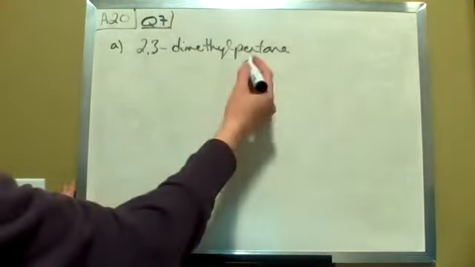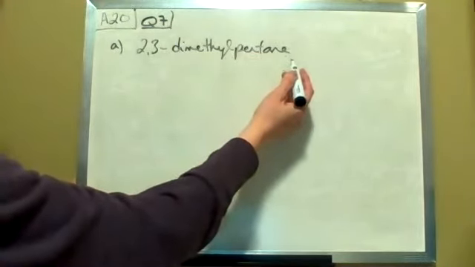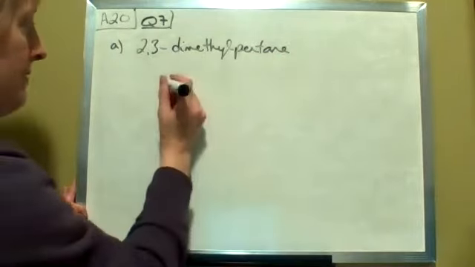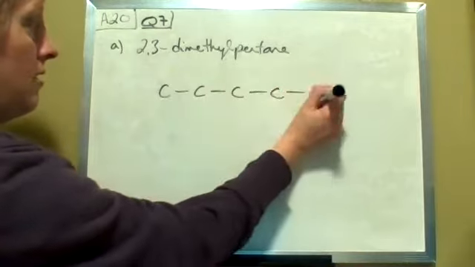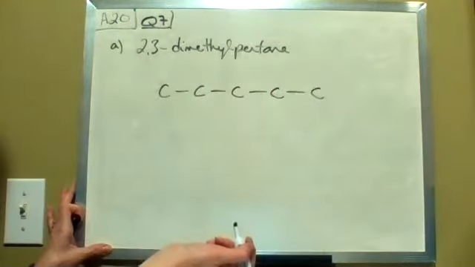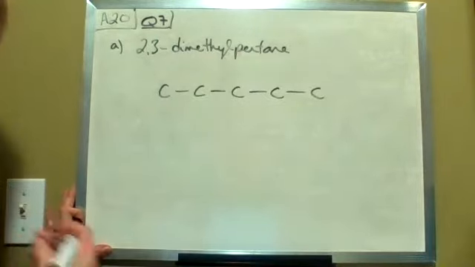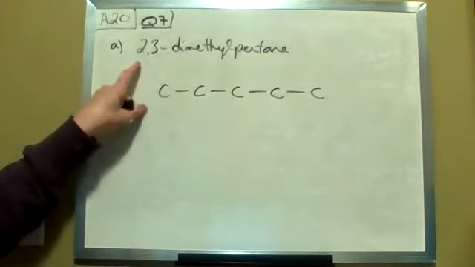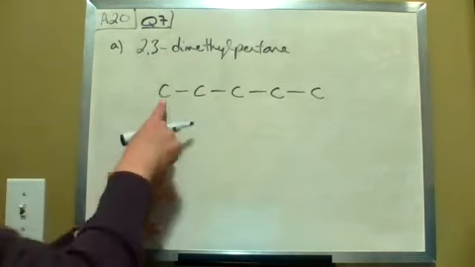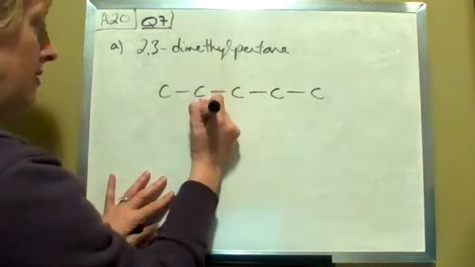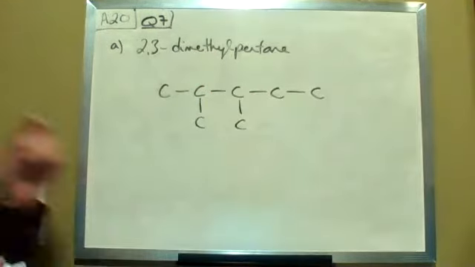So you're looking for your root word, the one that's telling you how many carbons in the long chain, pentane, so it's going to be 5. So you could go ahead and draw out 1, 2, 3, 4, 5 carbons in a chain, just like that. Now go through and see what substituents you have on them and where. Here it's telling us on carbon number 2 and 3, I have methyl groups. So 1, 2, here I'm going to have a methyl, and here I'm going to have a methyl.